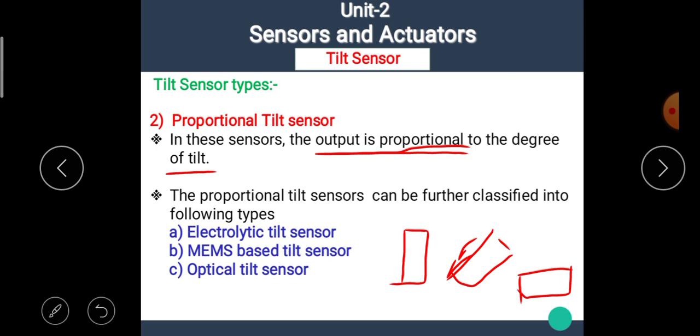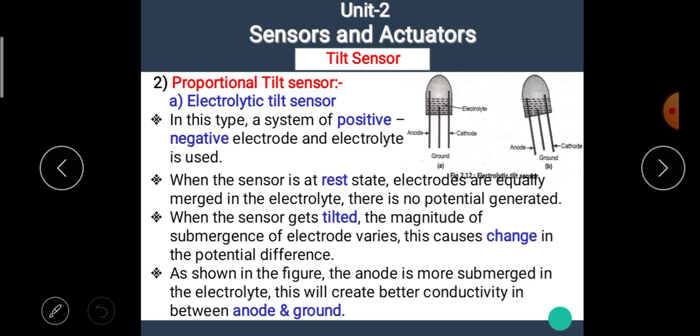The proportional tilt sensors can be further classified into three types: electrolytic tilt sensor, MEMS based tilt sensor, and optical tilt sensor. Let's see one by one. The first one is the electrolytic tilt sensor.